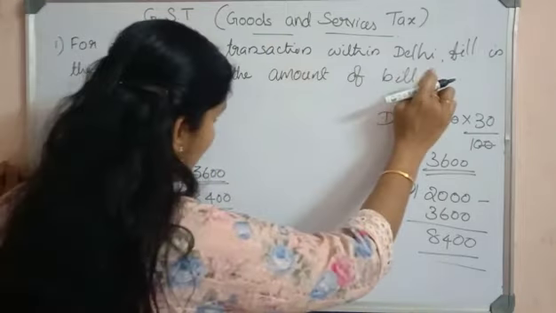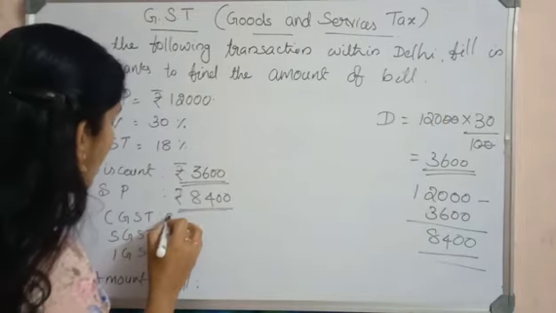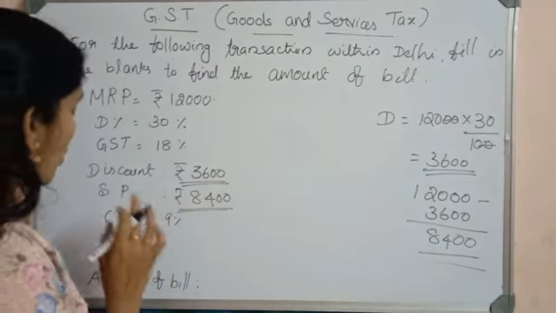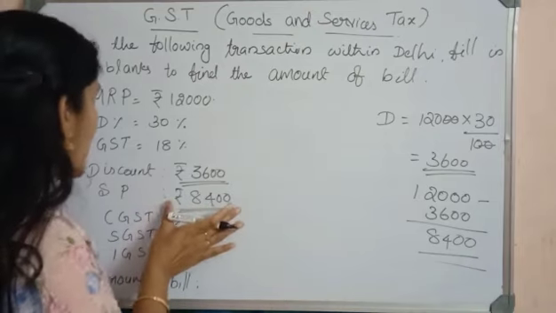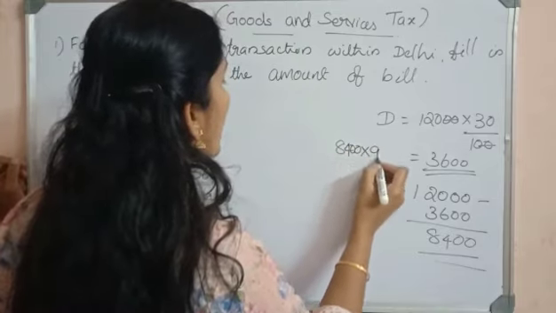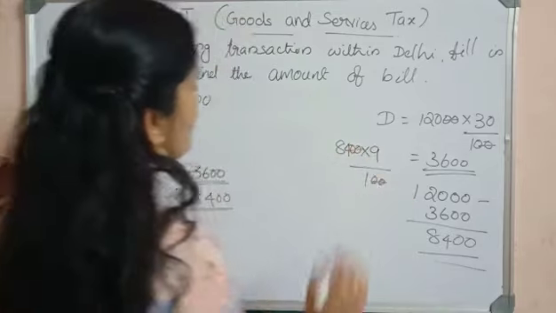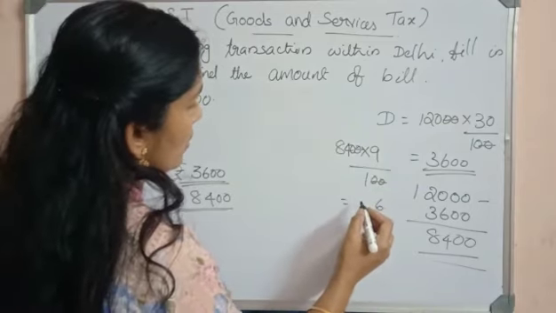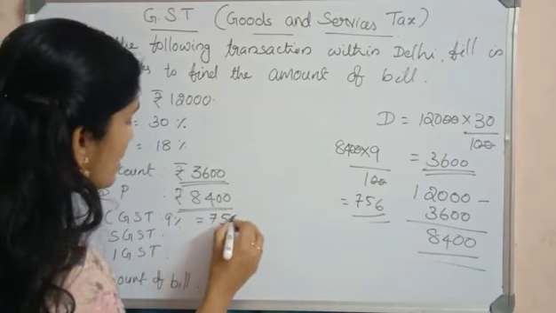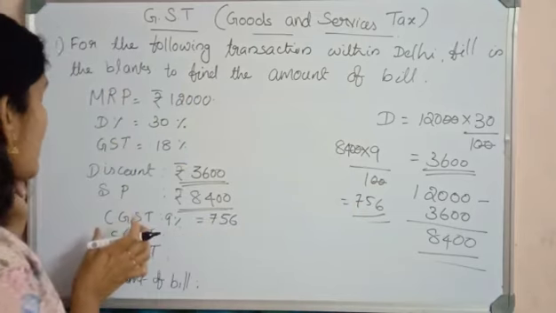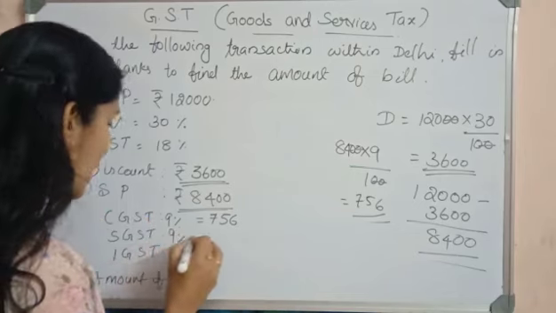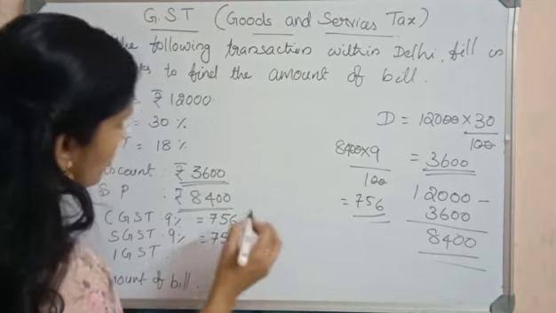Here it is within the state itself. That is why CGST will be 9% of the selling price. And I have told you the CGST or the GST is calculated on the selling price. So it is 8,400 into 9 by 100, and that is equal to 756. That is the CGST, that is Central GST. And the SGST is also 9% itself, and that is also the same as 756 rupees.